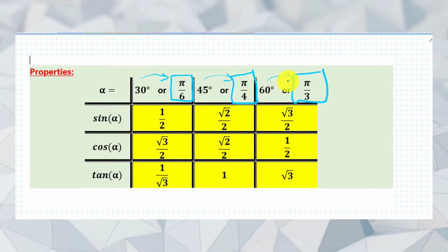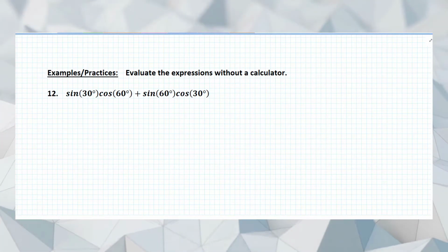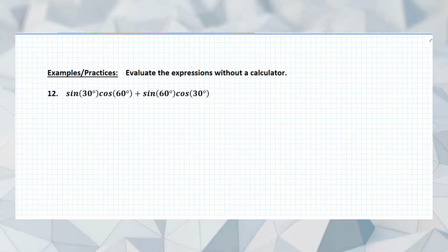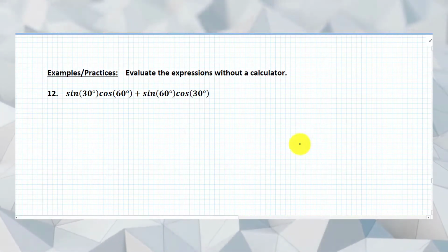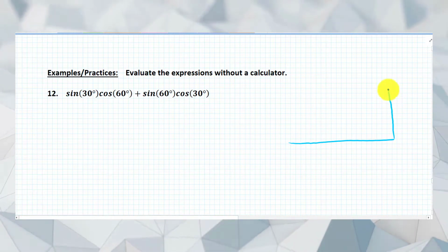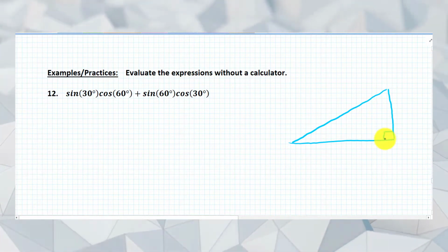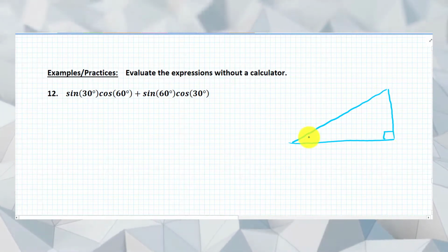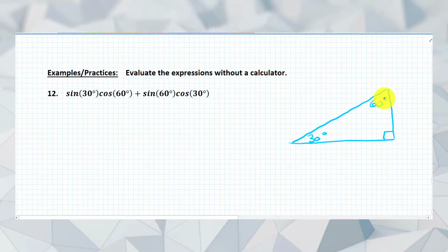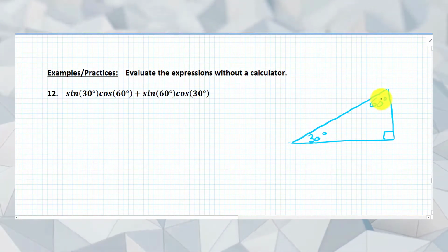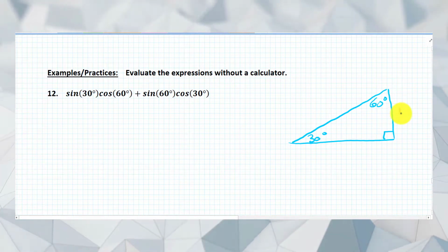Let's do one more example. Okay, in this example, I'm asked to find the value sine 30 degree times cosine 60 degree plus sine 60 degree times cosine 30 degrees. So suppose I don't remember the value of sine 30 and cosine 60 and so on. I'm going to draw quickly a right triangle. The small angle will be 30 degree while the larger angle will be 60 degree. I'm going to assume this is a 30, 60, 90 triangle, right? And then I'm going to say the short leg is 1.